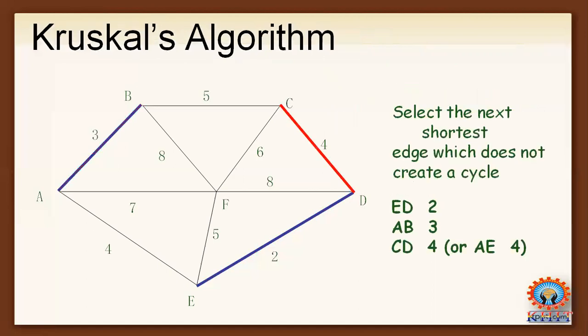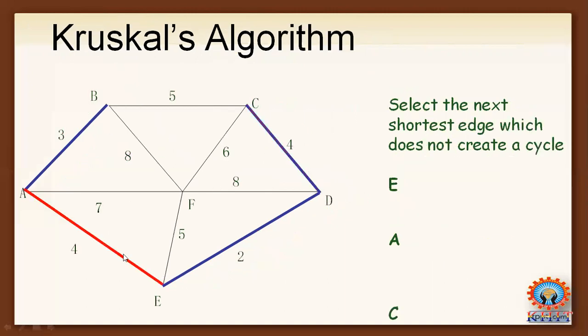Now I can select the minimum cost edge as C to D. C to D I can select. Next smallest edge is A to E. I can select the next smallest edge A to E. Next, the smallest edges I can select are B to C and E to F.